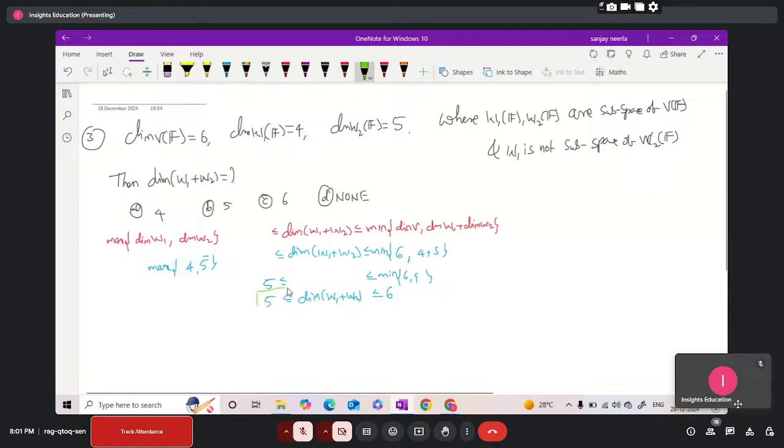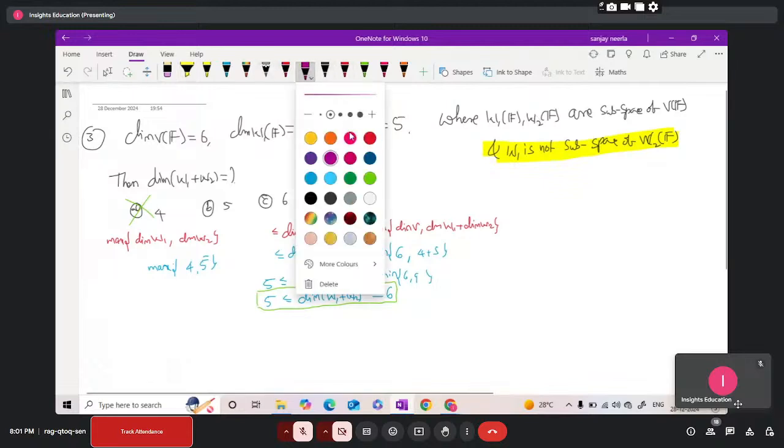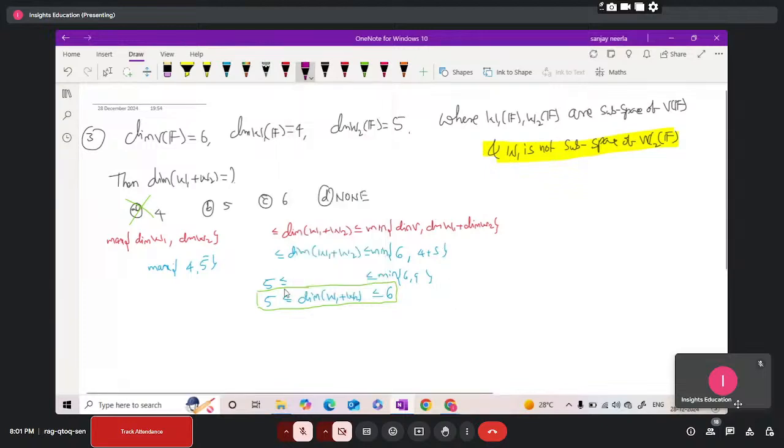So it lies in between 5 and 6. So option A is deleted. But among the options, B has 5 and C has 6. Which one is the correct? Now there is a condition given. What is the condition? W1 is not a subspace of W2. What is the dimension of W1 first of all? 4. So the dimension of W1 is 4.